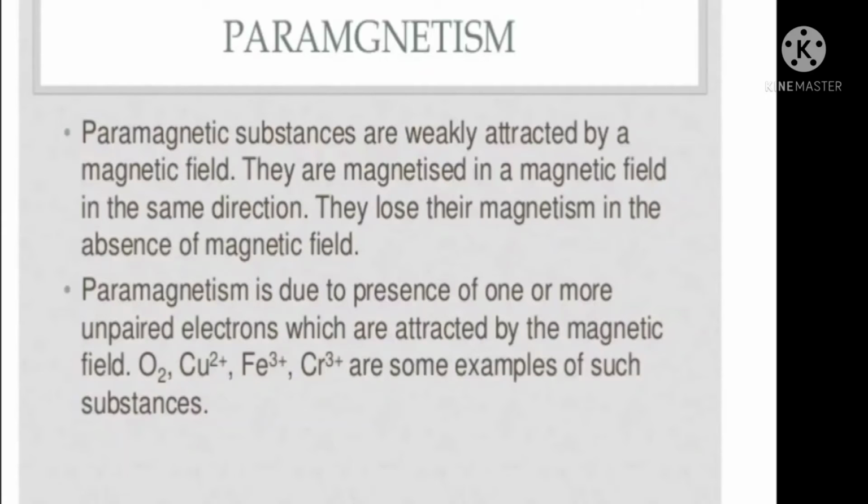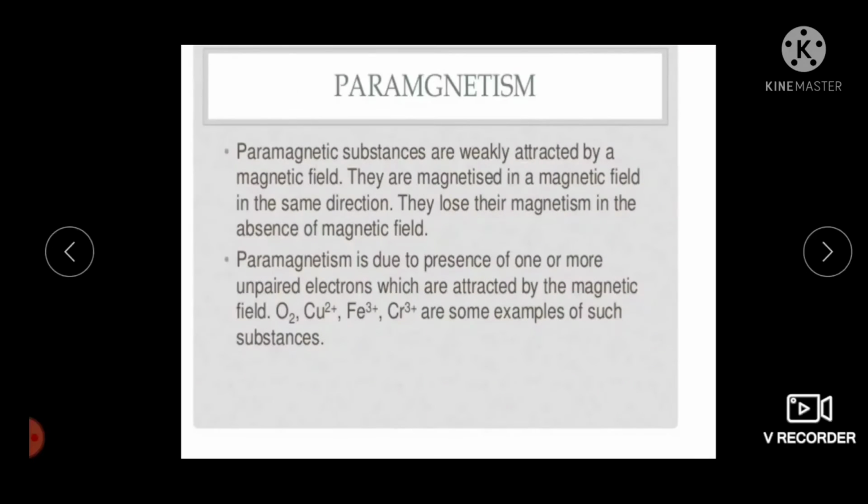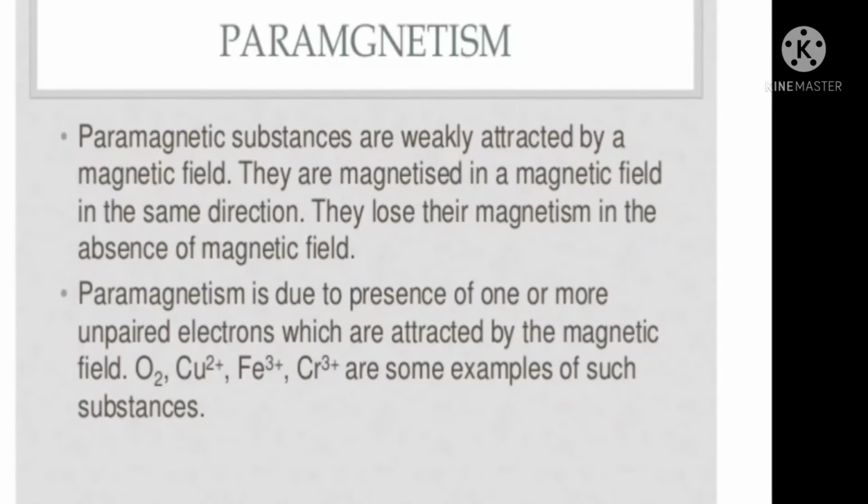Paramagnetic substances or paramagnetism. These are substances which, when placed in a magnetic field, are attracted by the magnet. The constituents of this type of substance contain unpaired electrons. Paramagnetic substances are weakly attracted by a magnetic field. They are magnetized in a magnetic field in the same direction. They lose their magnetism in the absence of the magnetic field. The paramagnetism is due to the presence of one or more unpaired electrons which are attracted by the magnetic field. Examples are O2, Cu2+, Fe3+, Cr3+.